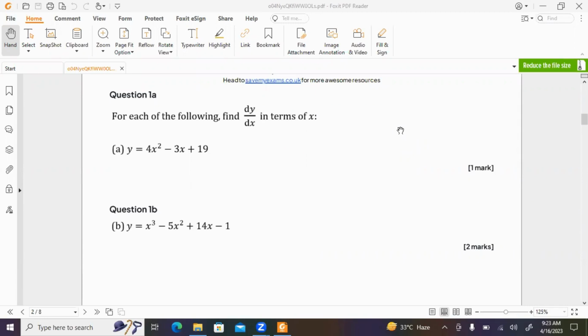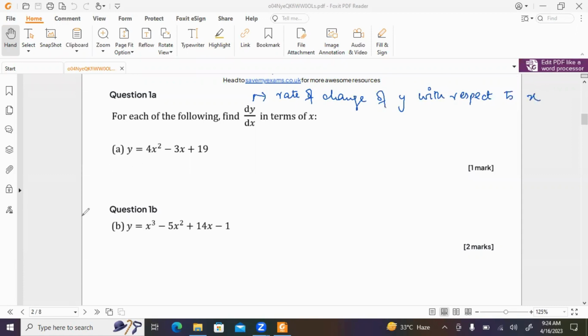If you look at the first question, it's basically asking us to differentiate the equation y equals 4x squared minus 3x plus 19. When we differentiate, we find dy by dx, which represents the rate of change of y with respect to x.